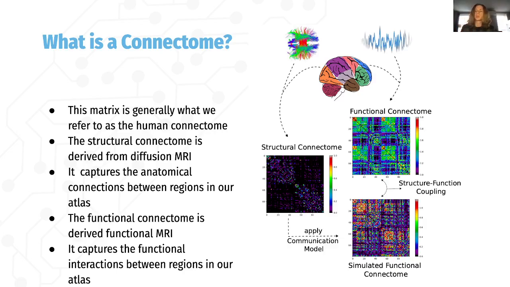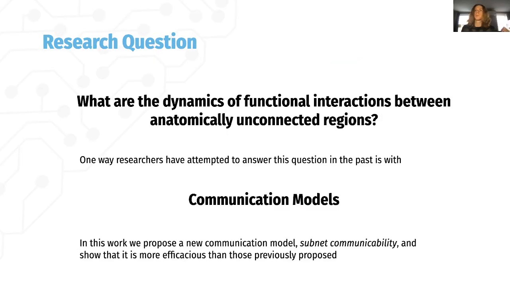The structural connectome is derived from diffusion MRI, and it captures the anatomical connections between regions in our atlas. The functional connectome is derived from functional MRI, and it captures the functional interactions between regions in our atlas, communication between these regions, we would say. So our main research question is, what are the dynamics of functional interactions between anatomically unconnected regions?